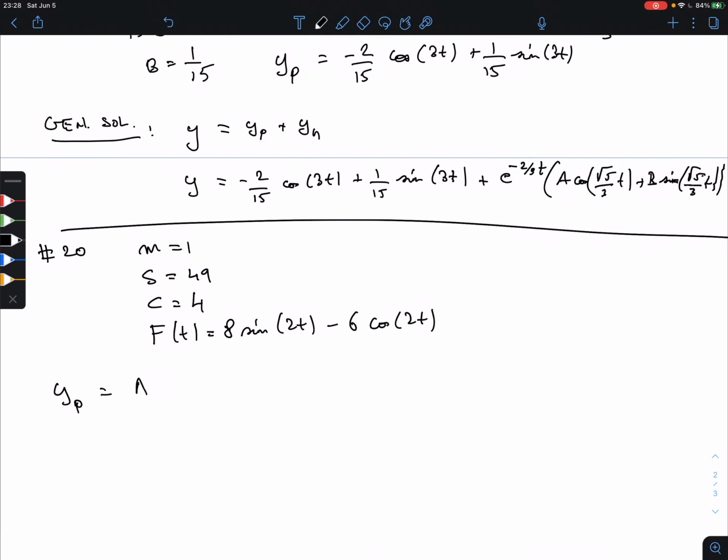It will look like A cosine 2t plus B sine 2t. I will swap them around, but it doesn't matter. Okay, so we know that's how the solution will look, but let's solve the whole problem because it's set up now. So m is 1, so we get y double prime plus 4y prime.